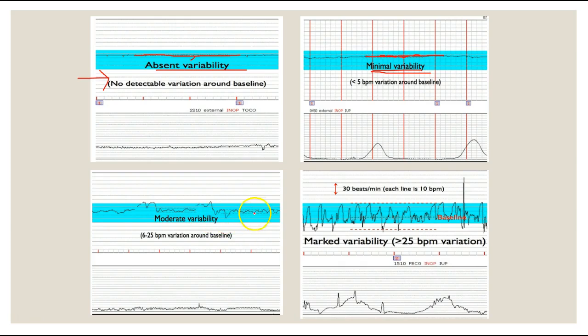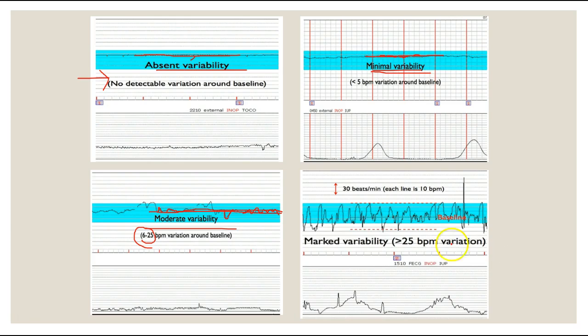Moderate variability, on the other hand, means that we have either 6 to 25 beat variation above or below the baseline. It's hard to see in the slide, but they've given you a little dotted line where the baseline is. So this baseline is kind of right there. Again, it's hard for me to hold this thing steady. So that's some variability. All this above that baseline is variability. And where you see all these squigglies, that is considered moderate variability because we're looking at 6 to 25 beats above or below where your baseline is most of the time.